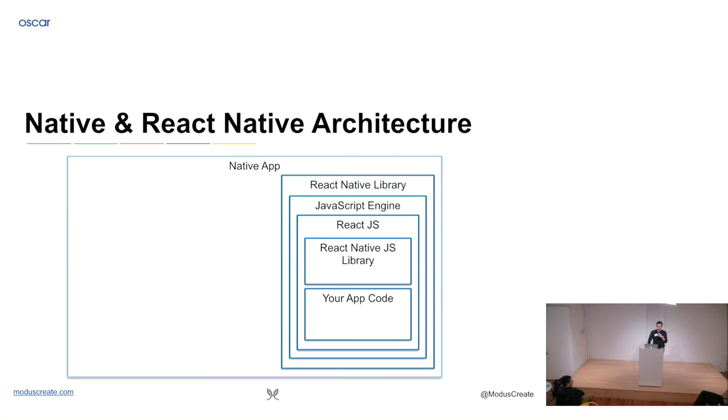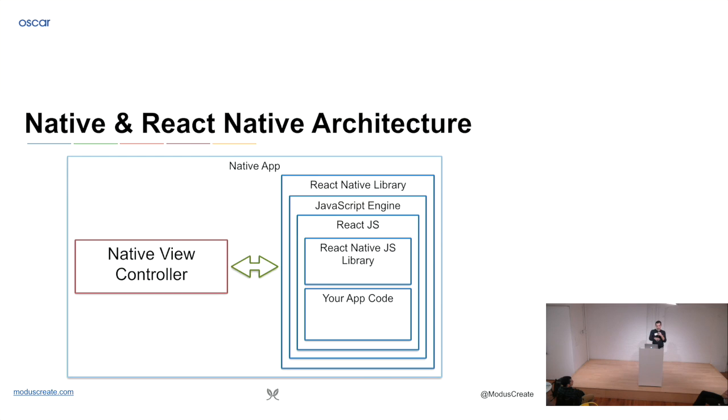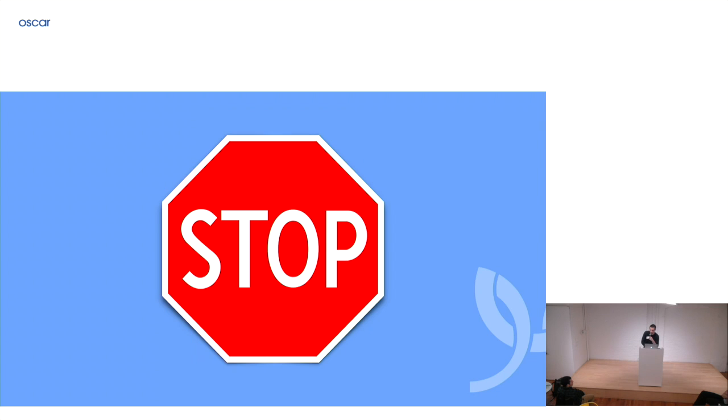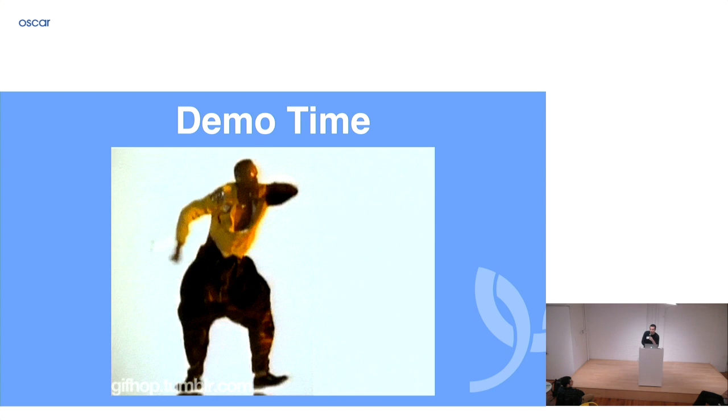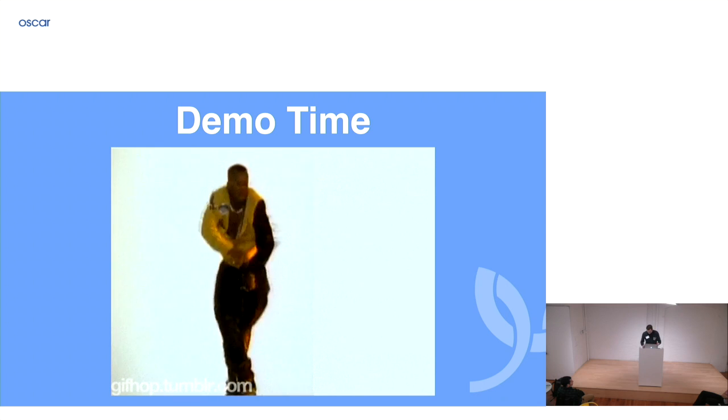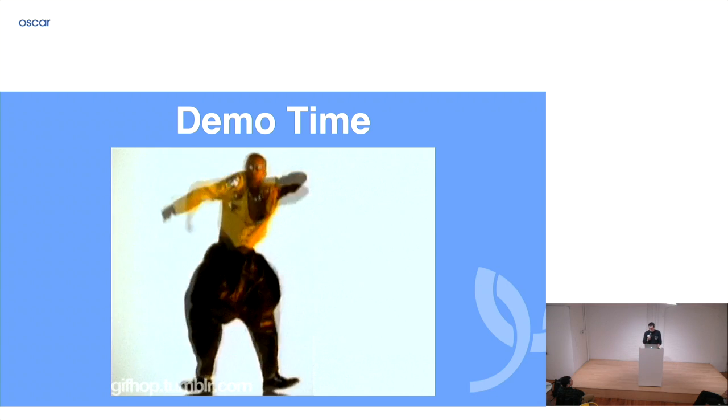So the basic architecture is you have your native app, you have the React Native section, then you have your native view controller, and then they just talk back and forth. Now that's simple. That's high level. Let's really see how they do it. Stop. Demo time. I'm going to do a quick demo of how it works.